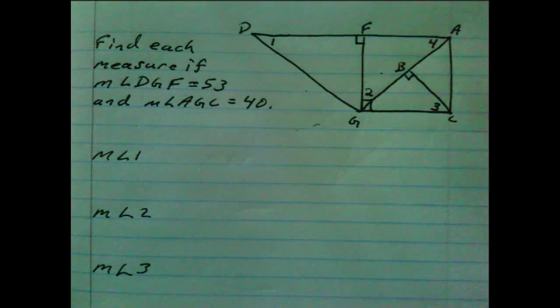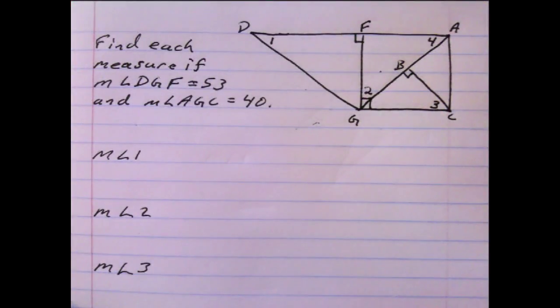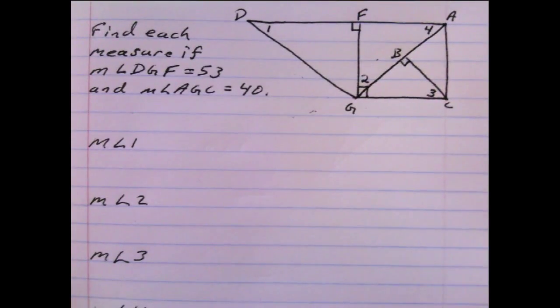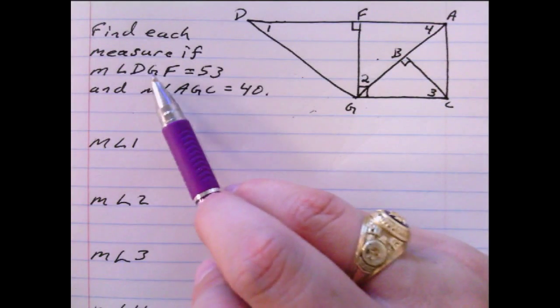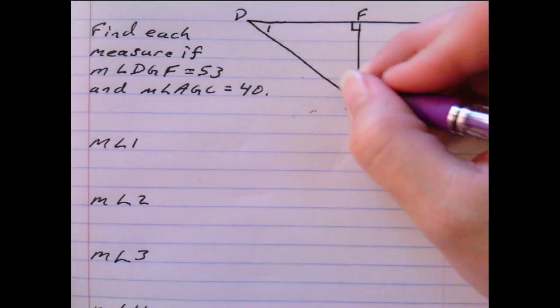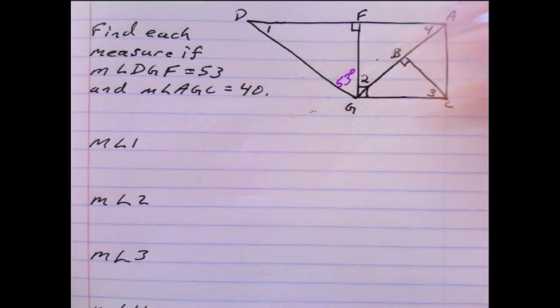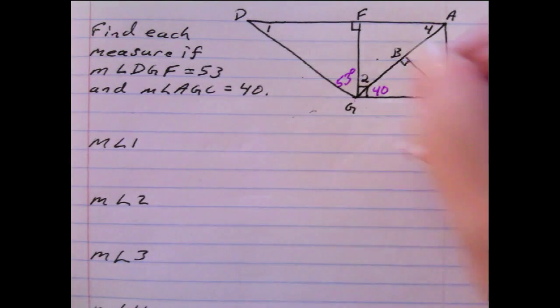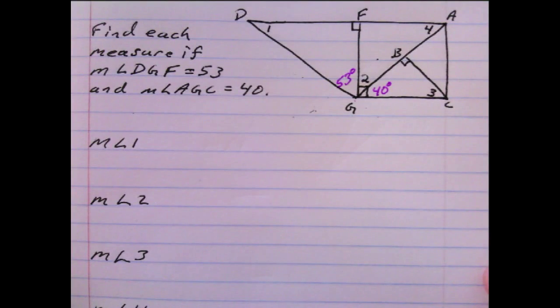Okay, so we have another picture here. With this picture, we're going to be finding the measures of angle 1, 2, 3, and 4. So I'll have to slide down when we get to 4. So we know that the measure of angle DGF equals 53. So I'm going to label this as 53. They told us that. And then they also said that AGC is 40. So AGC, we know this one is 40. And we're going to use that information to be able to find the other angles.